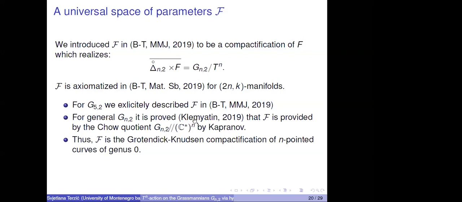Then by Klemyatin, one can find his paper on arXiv, it is proved that the Chow quotient by Kapranov of the Grassmannian Gn2 satisfies all our axiom requirements for the universal space of parameters. So this notion is related to actual problems of algebraic geometry, because it is the Grothendieck-Knudsen compactification of n-pointed curves of genus 0.